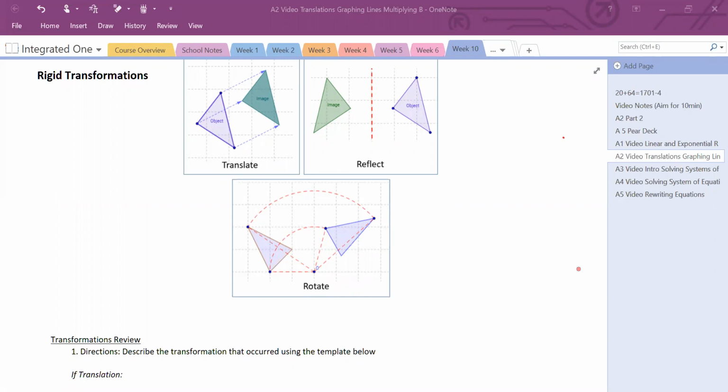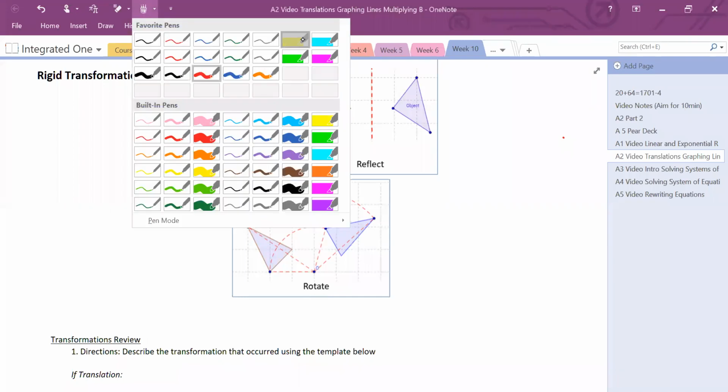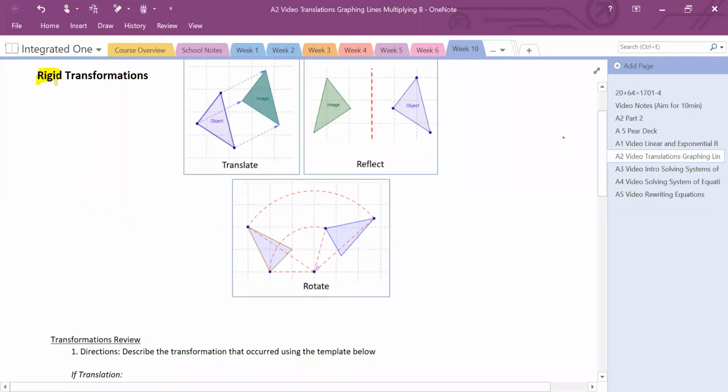So back in quarter 1, we talked about rigid transformations. The rigid meaning that the shape that we are transforming does not change side lengths or angle lengths. So let's look at translation right here. When we translate a shape, we're saying that we're going to take this shape and kind of slide it over to another part of the grid.